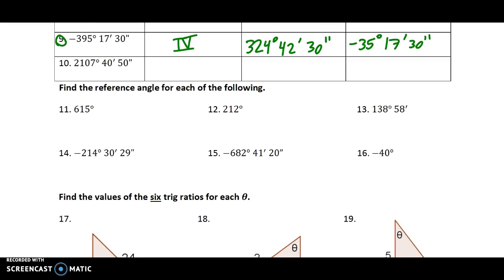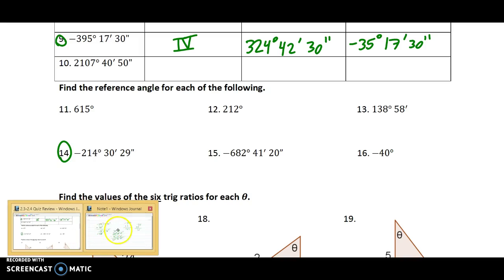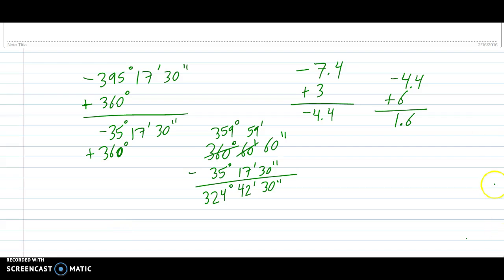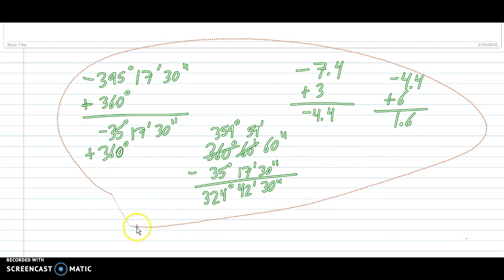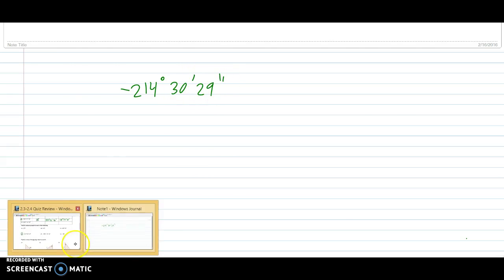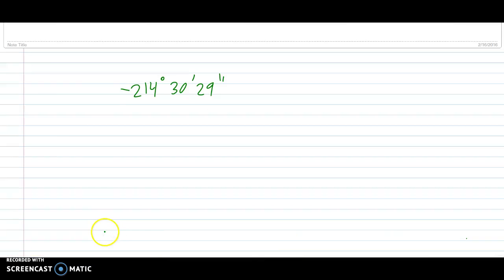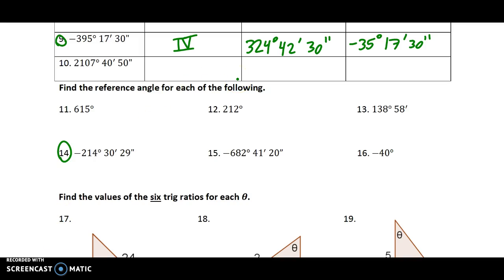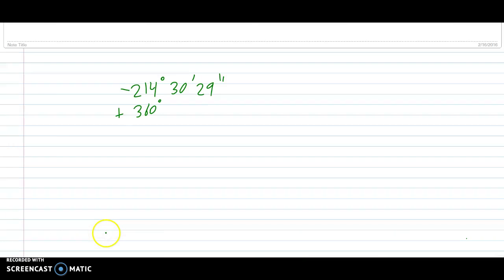I'll do number 14 here, okay? Negative 214, 30, 29. So you'll notice, again, we're going to have to do what we just did, right? Let's see if I can actually erase all this. Okay, what was the number? Negative 214, 30, 29. Okay. Is that right? Yep. I'm going to add 360 because to find a reference angle, I need to know what quadrant it's in, right? To find a reference angle so that I can follow certain rules.